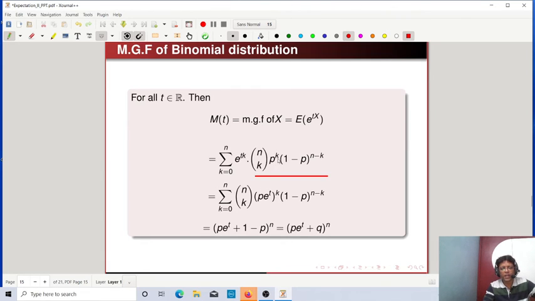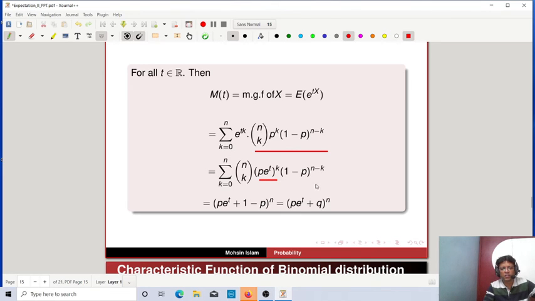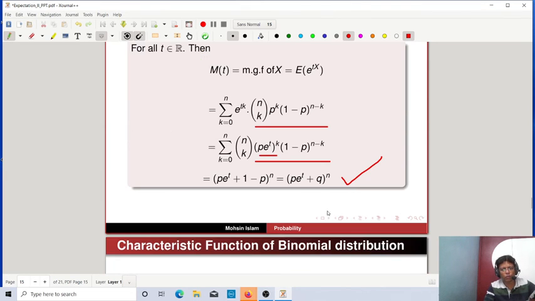Now you can write p to the power k and e to the power tk in this combined form. Look at that, p e to the power t whole to the power k, and it can be written as p e to the power t plus 1 minus p whole to the power n. That is from the binomial expansion. You are using the binomial theorem. So that can be written as p e to the power t plus q whole to the power n, because q is your 1 minus p. So this is your moment generating function of the binomial distribution, which is a function of t.